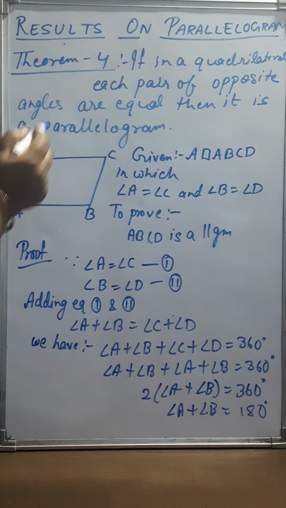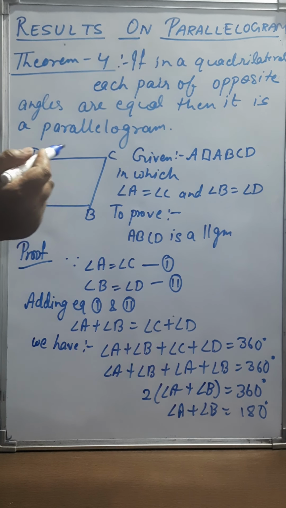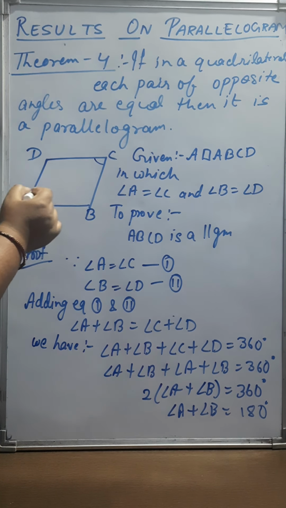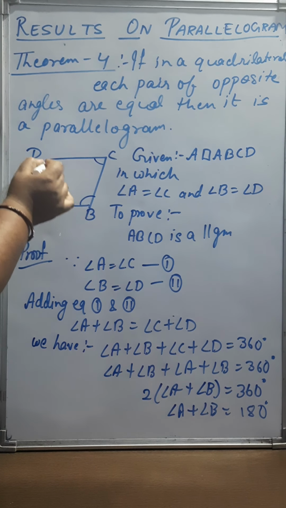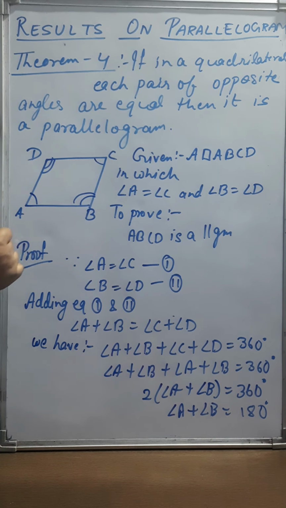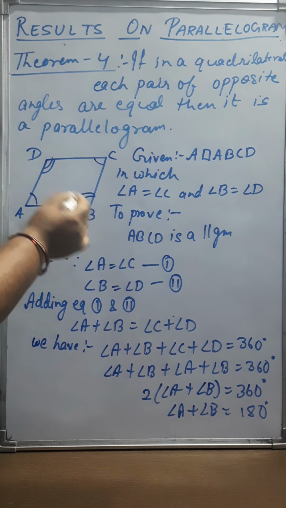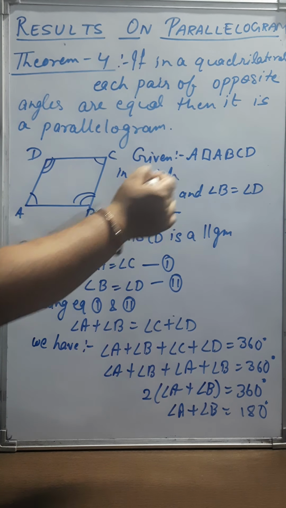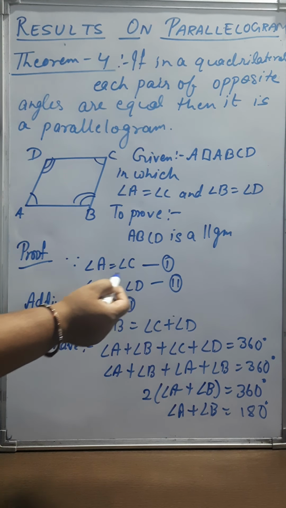Theorem 4 says, if in a quadrilateral each pair of opposite angles are equal, then we have to prove that it is a parallelogram. You can see here I have taken a quadrilateral ABCD in which angle A is given equal to angle C and angle B is given equal to angle D. We have to prove that ABCD is a parallelogram. For proving ABCD is a parallelogram, we have to show that both pairs of opposite sides are parallel. This means AB is parallel to DC and BC is parallel to AD. So I wrote both the given equations once again: A is equal to C and B is equal to D.